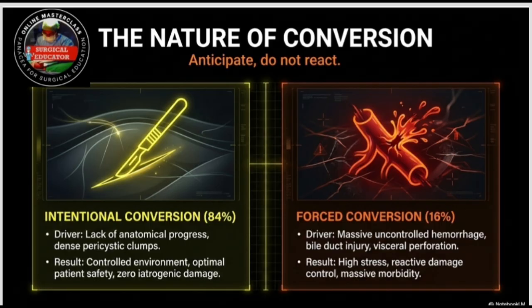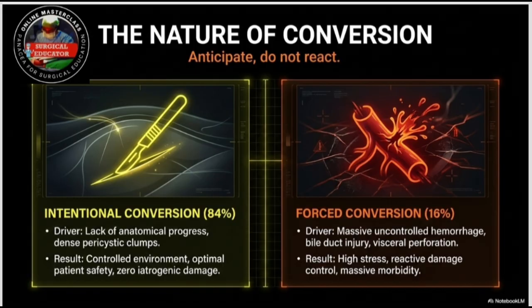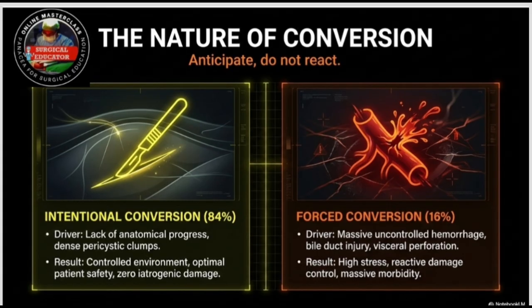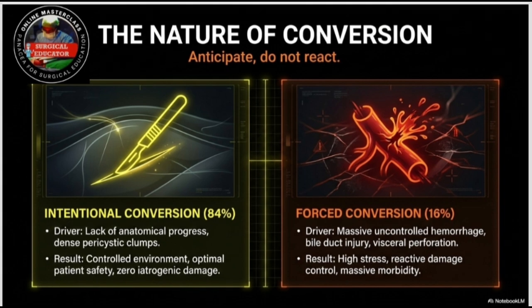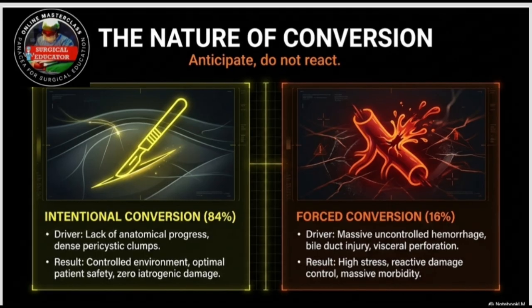A flawless strategic retreat. But then the forced conversion, the remaining 16%. Driven by massive uncontrolled hemorrhage, bile duct injury. Result: high stress, reactive damage control. Paint this picture for us. This is the nightmare scenario. The surgeon ignored the 72-hour window, tried to muscle through a frozen Calot's triangle, and accidentally applied energy to a major artery. Oh no.